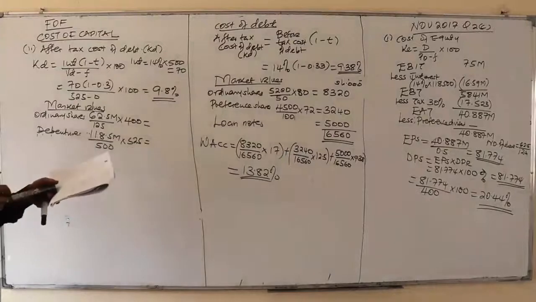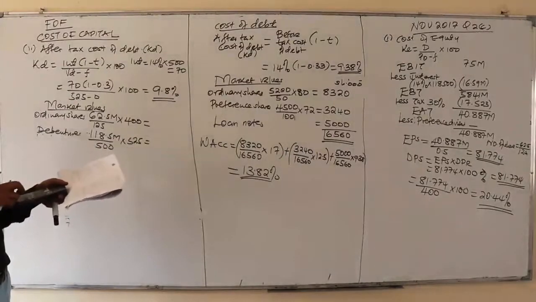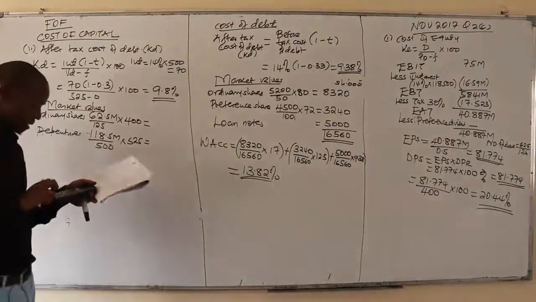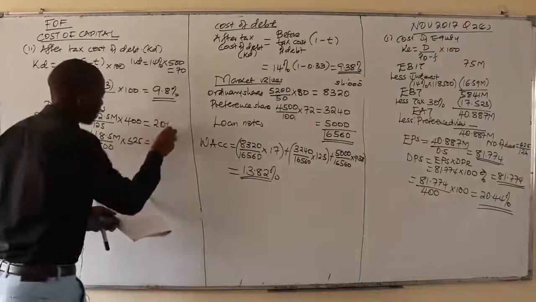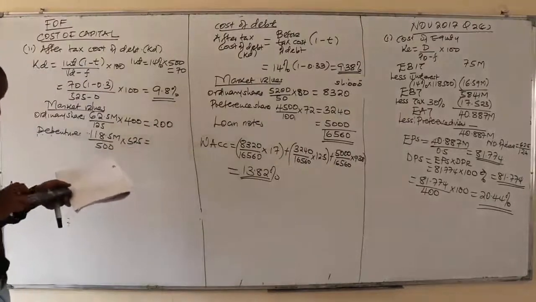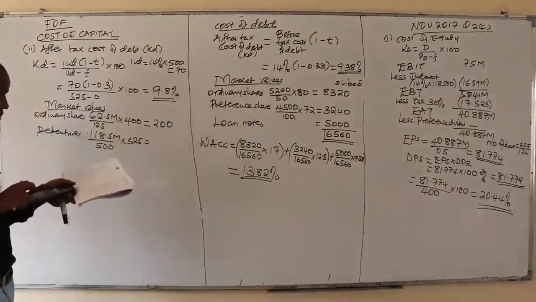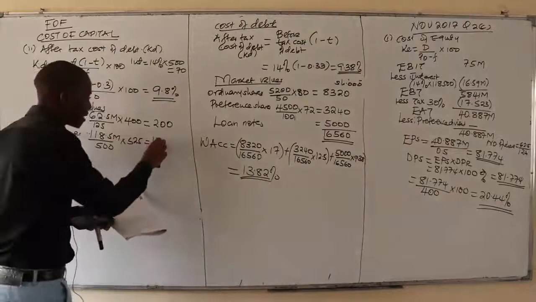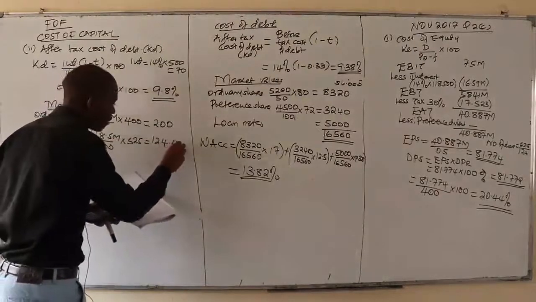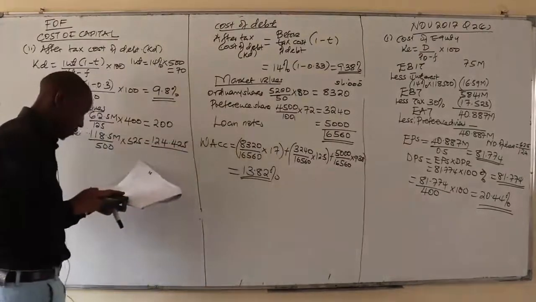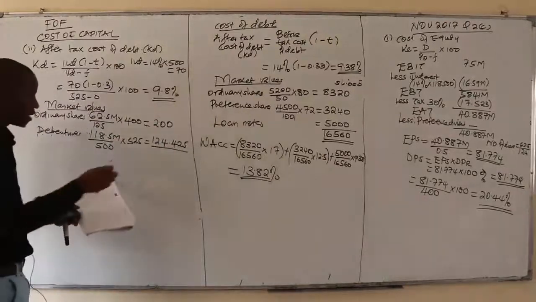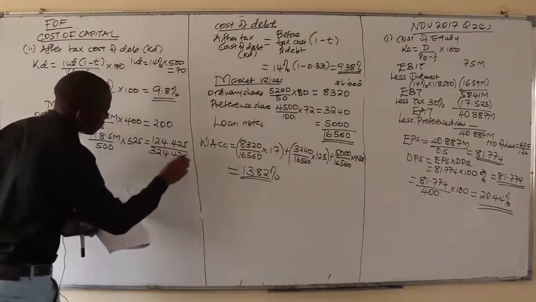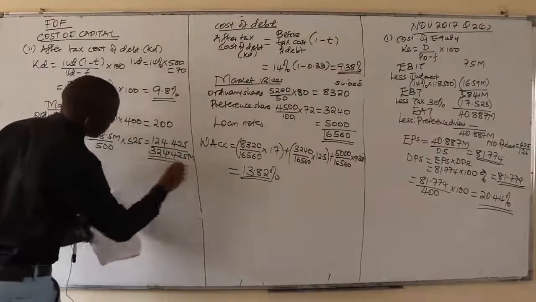Therefore, in that case, it's 62.5. Divide by 125, then you multiply by 400. In that case, it's 200. The other one is 118.5. You divide by 500, then you multiply by 525, which in that case is 124.425. So if I add 200, you get the total, which is 324.425 millions. That is the total.